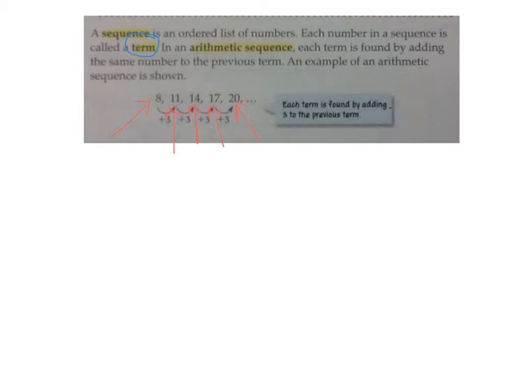And each of these terms has an order. You can see that 8 is the first number in this sequence. So 8 would be considered the first term. 11 is the second number in this sequence, so 11 would be called the second term. And 14 is the third term, and 17 is the fourth term, and 20 is the fifth term. It is important to know what order in the sequence the number is coming.